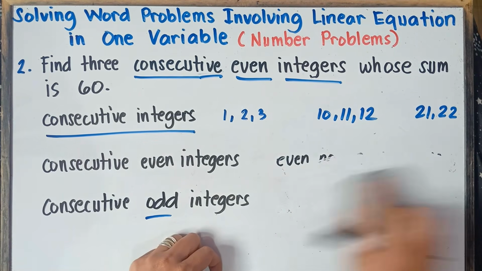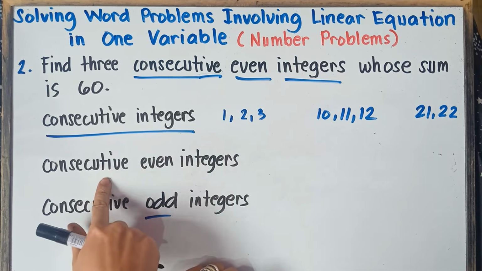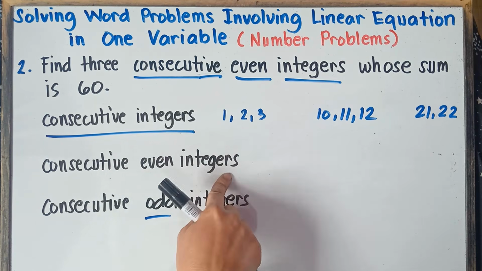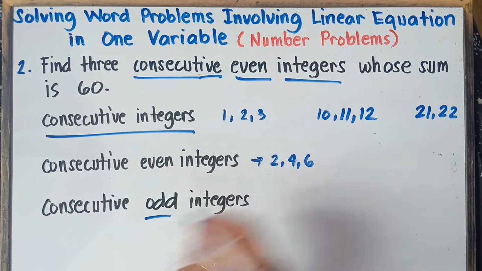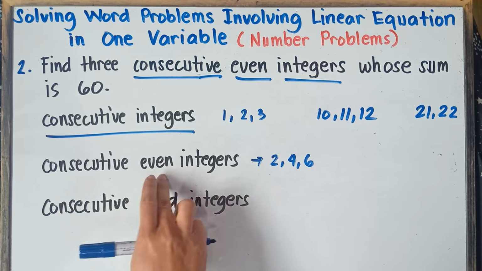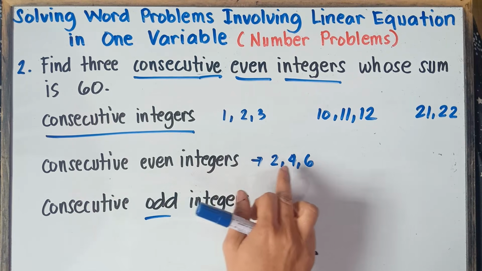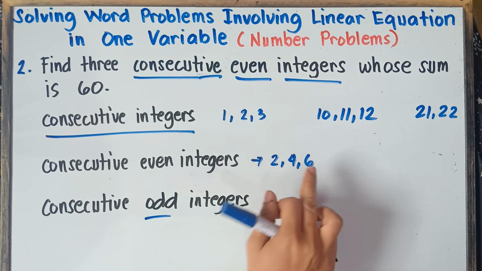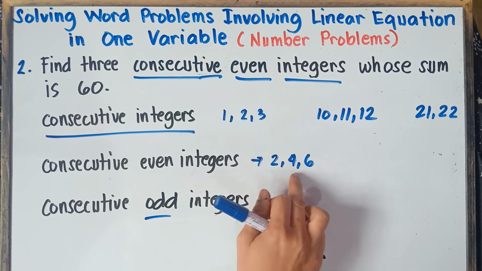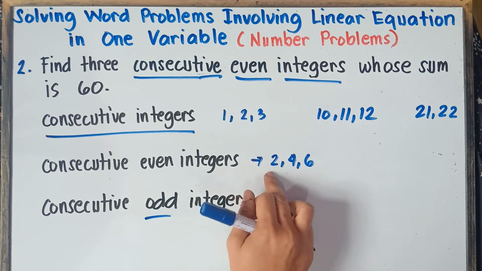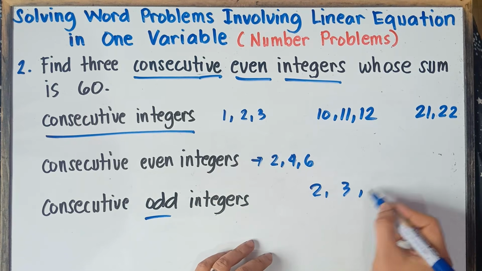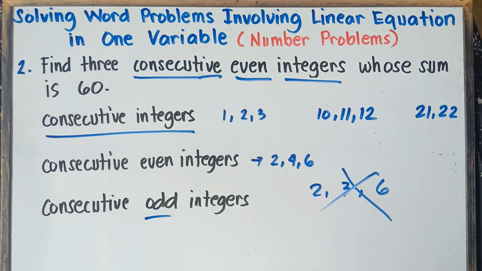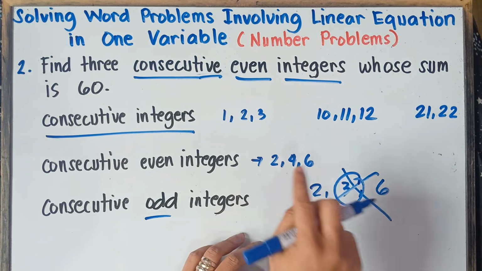Now, we're looking for consecutive even integers. So let's have an example. We have 2, 4, 6. Can we call that consecutive even integers? Yup. We can call this consecutive even integers. 2, 4, and 6. These are even numbers and they are consecutive. The numbers come one after another. You cannot have 2, 3, and then 6. Nope. You can never have that answer, class. 3 is not an even number. So it must be 2, 4, and then 6.